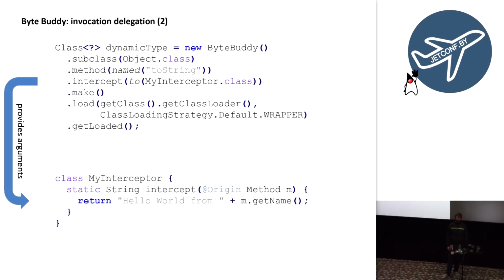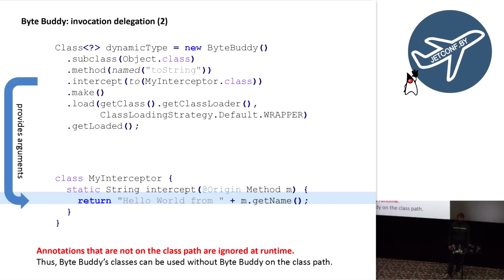But it goes further. Of course, you want to have some context of the method you intercept. So for example, you want to know what method it is that you intercept, so you can use your interceptor for different methods and react accordingly. So you can tell it, for example, to inject the method that is intercepted. In this case, it will just return a reference to the toString method in the Java Reflection API format. So this method will just return hello world from toString.